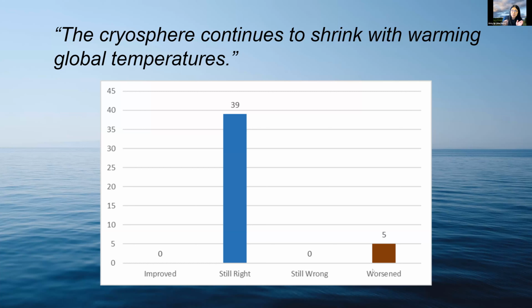If they chose the correct answer in the baseline quiz, but then chose the wrong answer in the post VR quiz, it worsened. And that's what this means. So the first question is, the cryosphere continues to shrink with warming global temperatures, and almost everyone chose the correct answer for both quizzes. But I think this results partly because we already went over the cryosphere in the beginning. So it's not quite because of the VR activity itself.